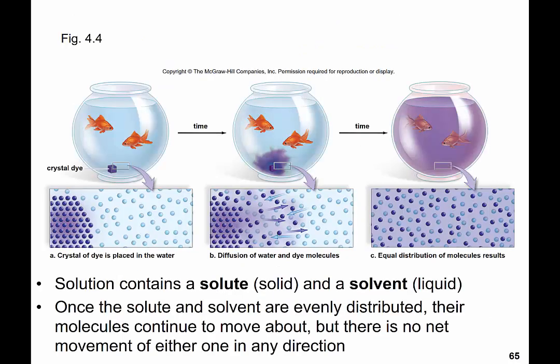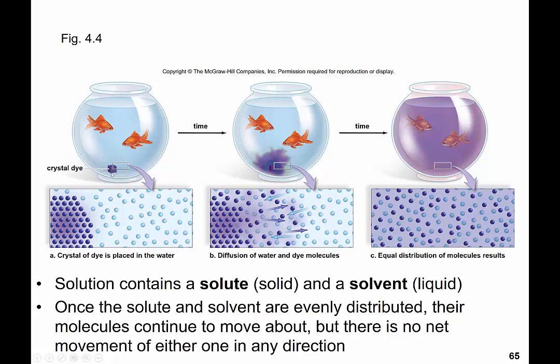In a solution, we have a solute and a solvent. That solute, shown here, is a solid that becomes dissolved within a liquid or the solvent. We talked earlier about how water is the universal solvent since a lot of things dissolve in it. Once the solute and solvent are evenly distributed, their molecules still continue to move about, but there's no net movement of either one in any direction.